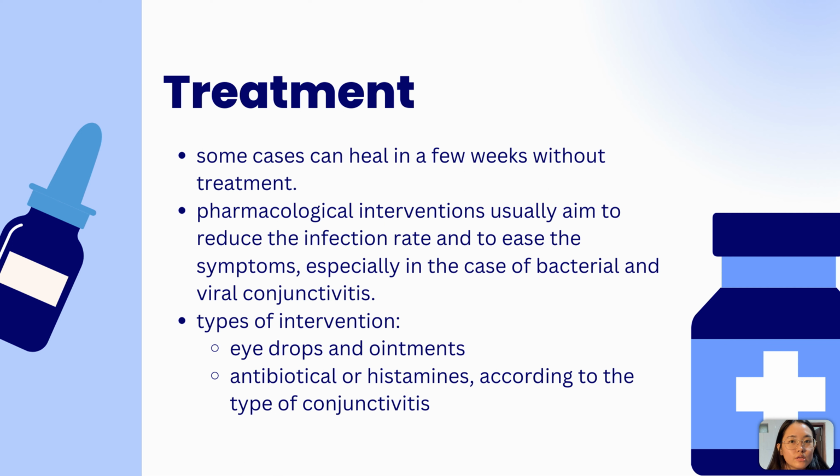So the pharmacological interventions are not necessarily needed because some cases can heal in a few weeks without treatment. However, pharmacological intervention usually aims to reduce the infection rate and to ease the symptoms, especially in the case of bacterial and viral conjunctivitis. The types of intervention include eye drops and ointments, antibiotics, or antihistamines according to the type of conjunctivitis. The further explanation is written on the paper, and the rest will be explained by my friend Gwen.